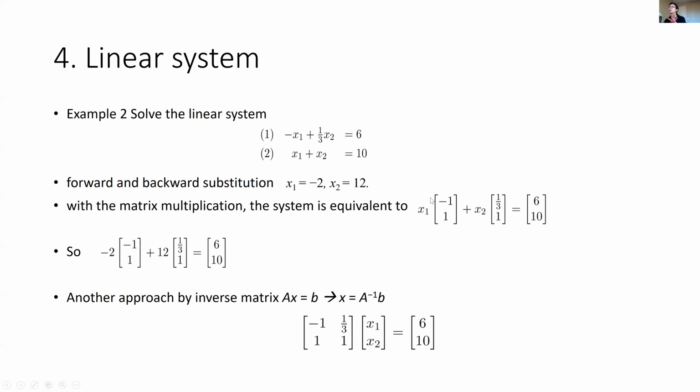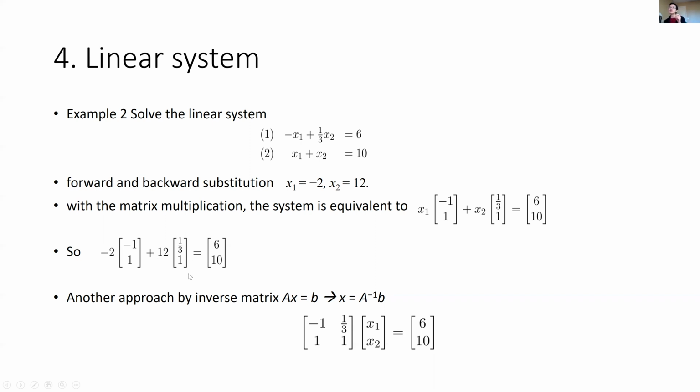If you do this, we call it scalar multiplication, because x1 is really a scalar, a real number. We can just scalar multiply x1, x2, and add them up. And because the left-hand side equals the right-hand side, the first element on the left-hand side equals the first element on the right-hand side. That gives you the first equation. And the second element on the left equals the second element on the right, so that gives you the second equation. So they're indeed the same, because in this case x1 is equal to -2, x2 is equal to 12. Therefore, after you substitute, the left-hand side is equal to the right-hand side.